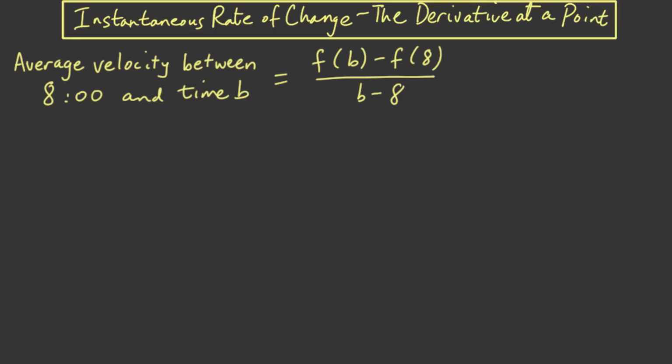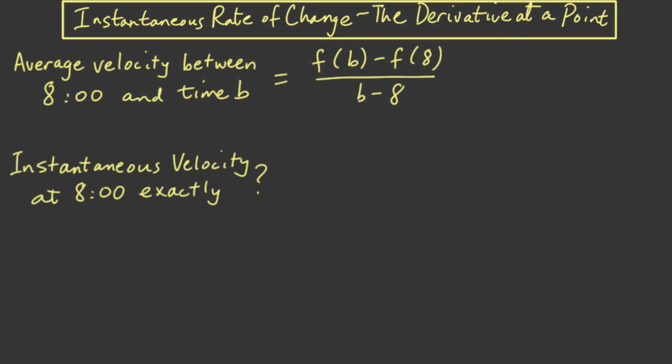We've been thinking about average velocity over a period of time. We know that if we want the average velocity between 8 o'clock and some other time b, then that's given by this formula. We have the change in position divided by the change in time. But if we want the instantaneous velocity at 8 o'clock exactly, then this formula is a little bit problematic.